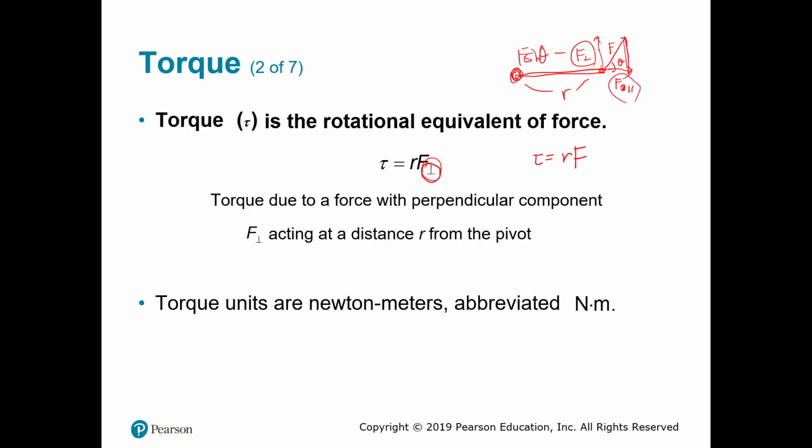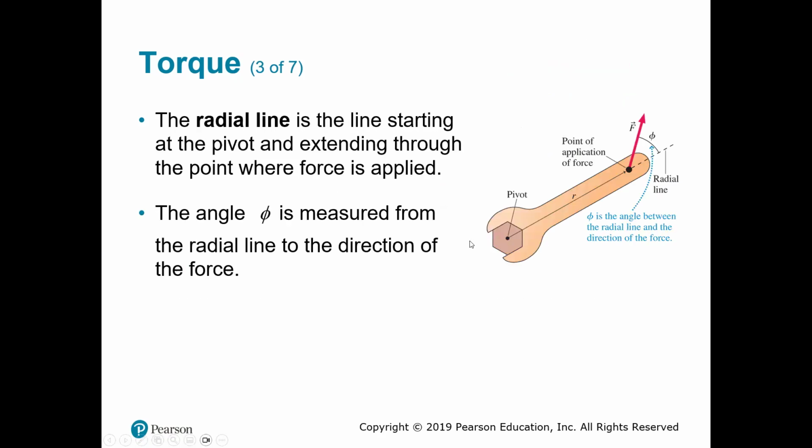So this F perpendicular means we only use the F perpendicular component as a torque. In other words, the F parallel component actually does nothing for the rotation of the door. So this is the same case. You have a pivot here, and then R is here, right?